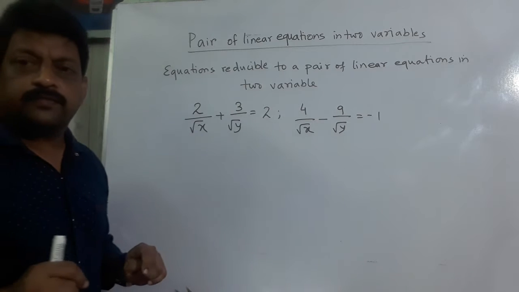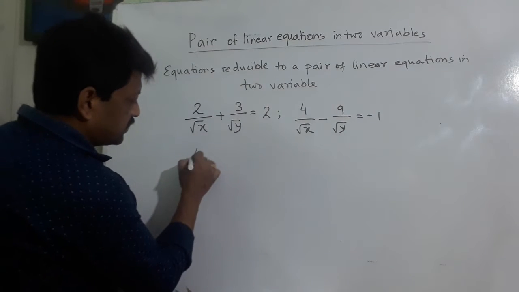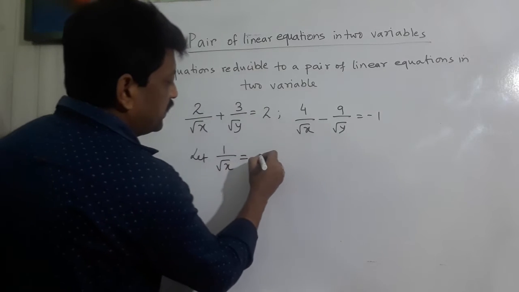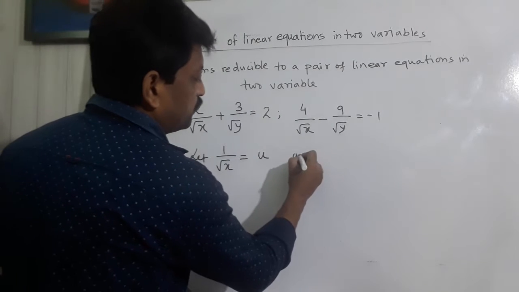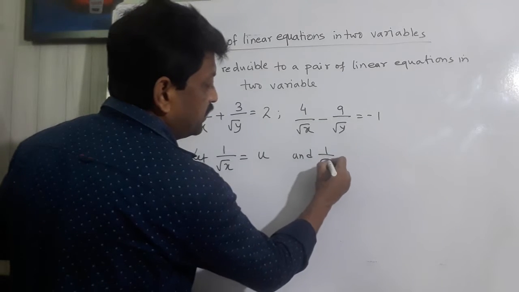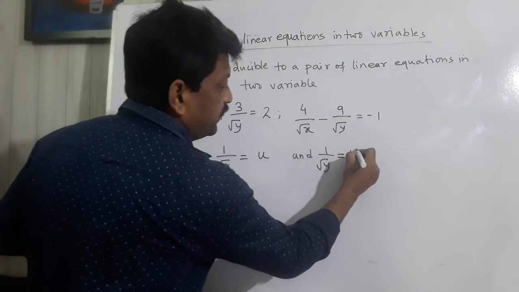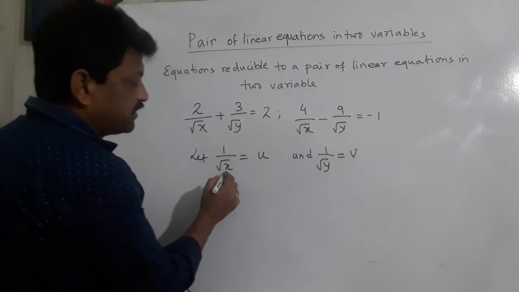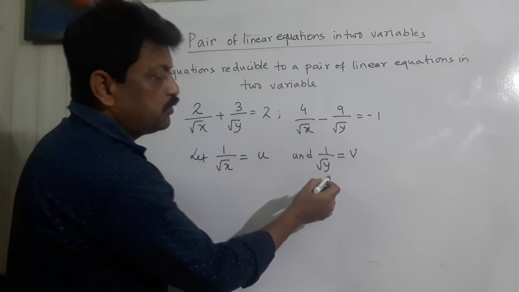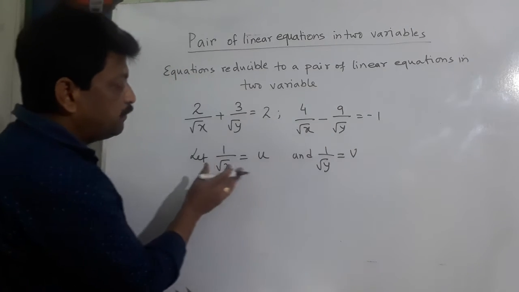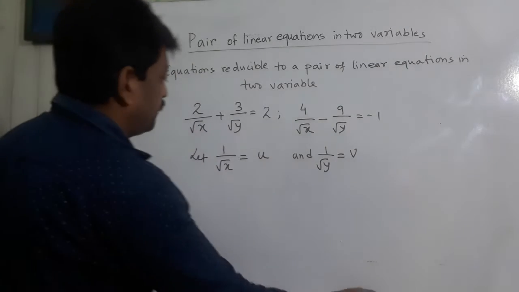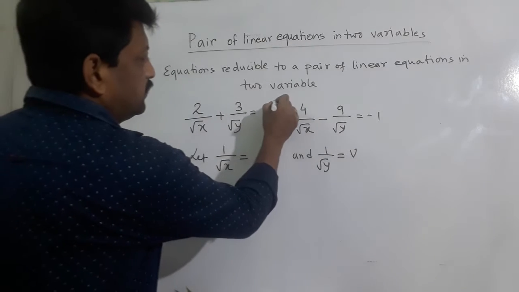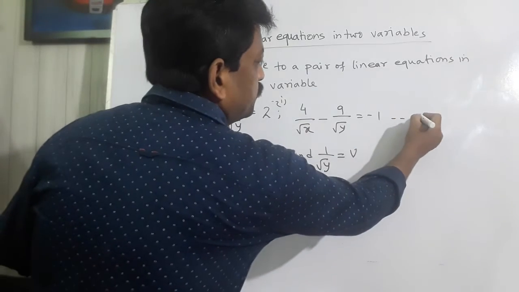So how to do that? It is very simple. Let 1 by root x equal u and 1 by root y equal v. That is, 1 upon root x is u and 1 upon root y is v. Let us replace these values here. This is equation number 1 and this is equation number 2.